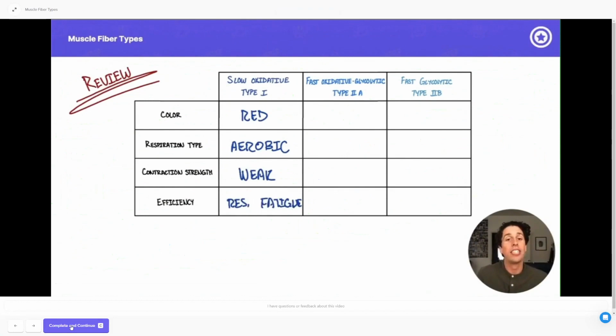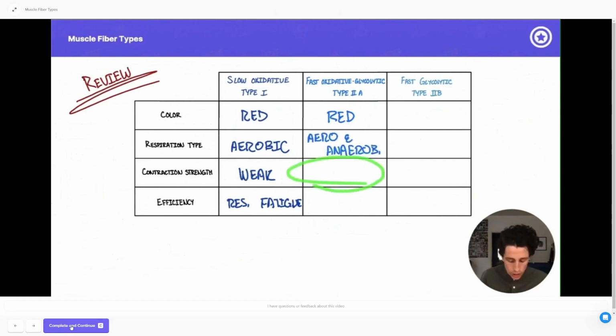All right, so now let's do this same thing for the fast oxidative glycolytic, or the type 2A fibers. As you remember, this one's also going to appear red. The levels of the blood capillaries, the mitochondria, and the myoglobin will not be as high as they are in the slow oxidative fibers, but they will still have a fair amount. The respiration type is going to be aerobic as well as anaerobic respiration. So aerobic and anaerobic.